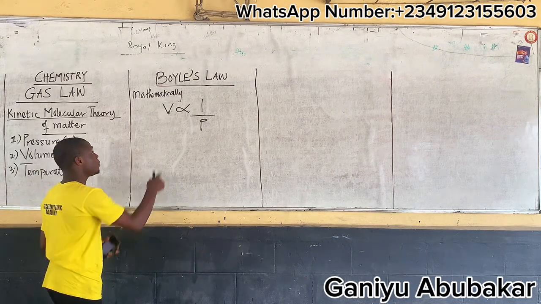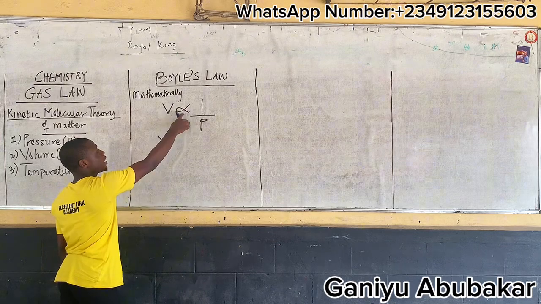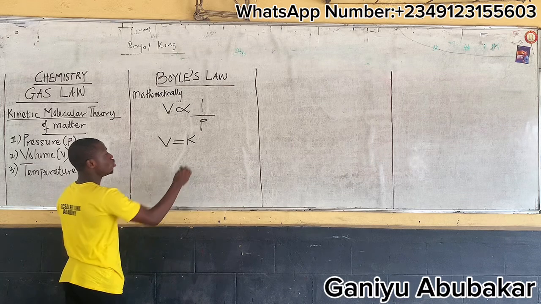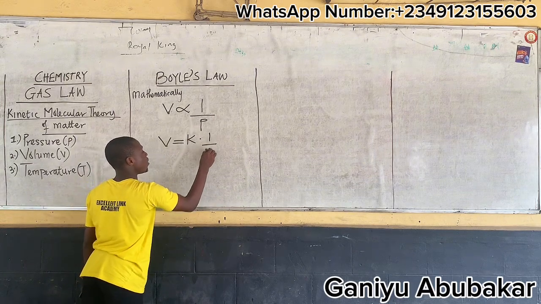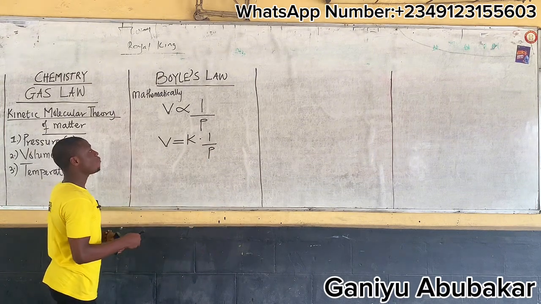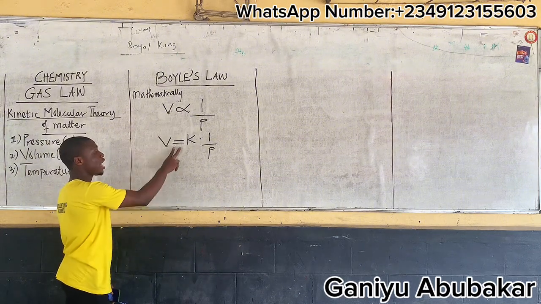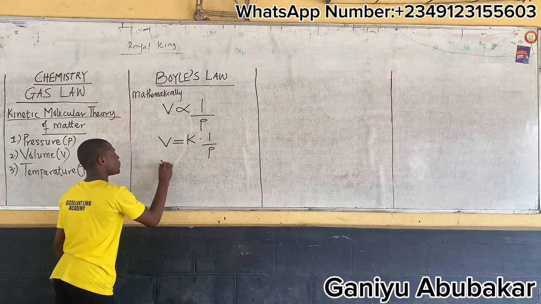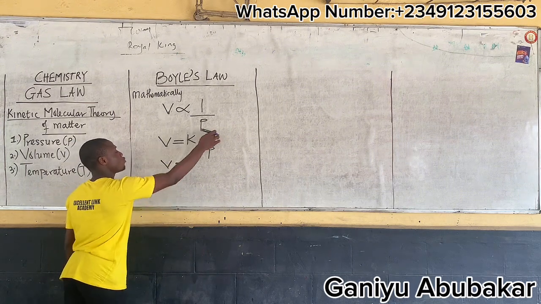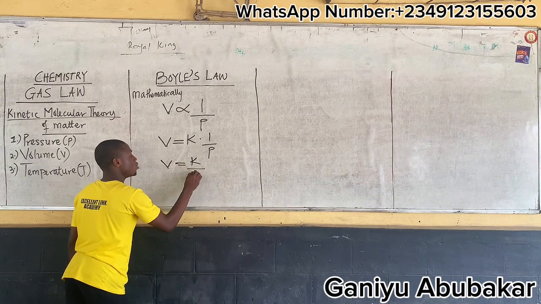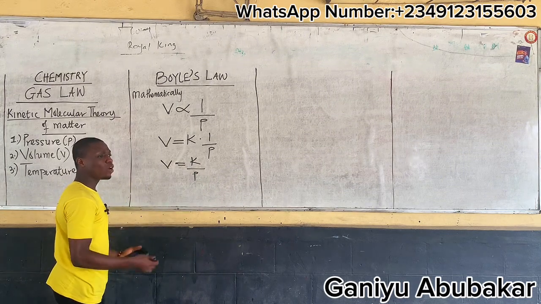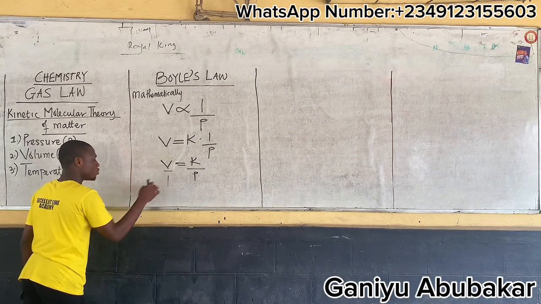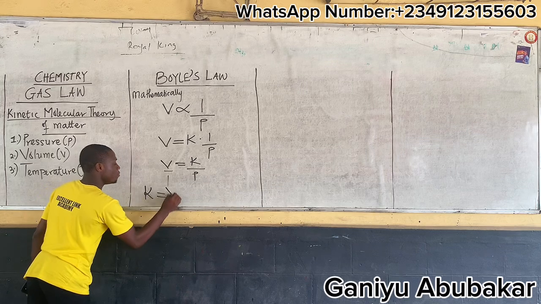Apply mathematics here. V is proportional to 1 over P. How do I take off this proportionality sign? Introduce an equal to and a K. V equals K times 1 over P, where K is constant. So V equals K over P. Now, what is the constant of Boyle's law? K times 1 over P, so K equals VP.